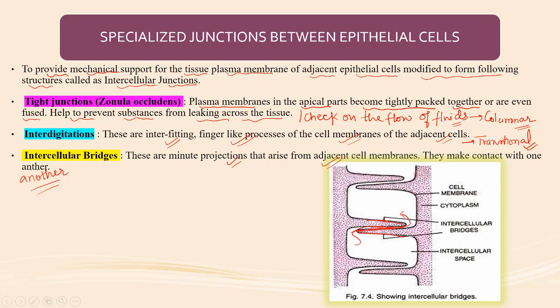First is the tight junction or zonula occludens, then interdigitations, and intercellular bridges. In tight junctions, or zonula occludens, the plasma membrane in the apical part becomes tightly packed together or even fused. They help to prevent substances from leaking, and they are mainly found in columnar cells. Interdigitations are basically present in the transitional epithelium.